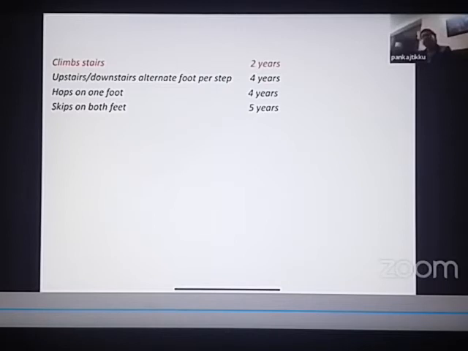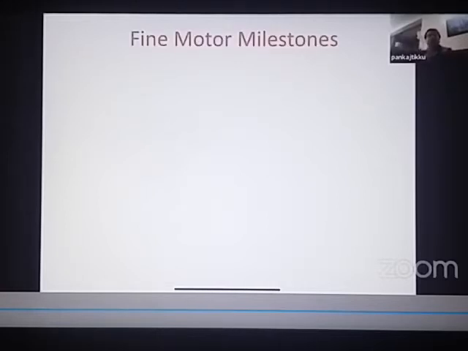Let us now start with the second category, which is fine motor. Fine motor means the use of hands, the grasp. The first thing that you need to remember in fine motor milestones is how a child catches objects when they are kept in front of him.